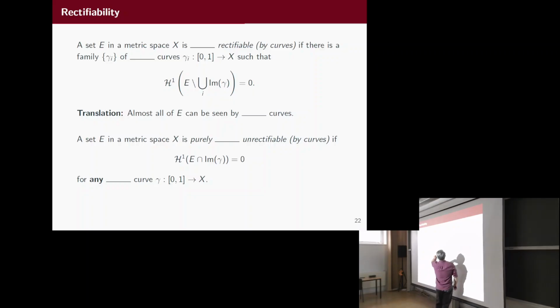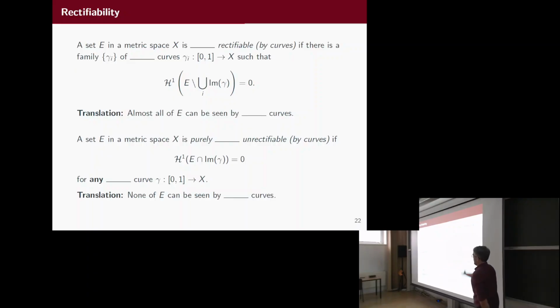Rectifiable means everything can be seen by, say, Lipschitz curves. Almost all of your set can be seen by Lipschitz curves. But purely unrectifiable means almost none of your set can be seen by Lipschitz curves. Okay? I should say not none of E, but almost none of E. Sorry about that.